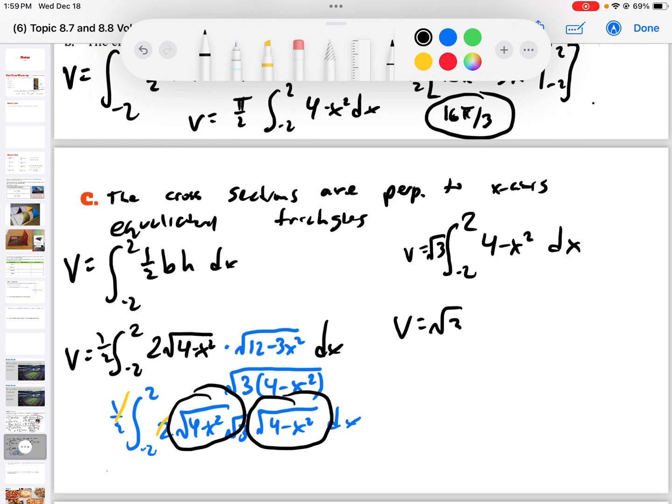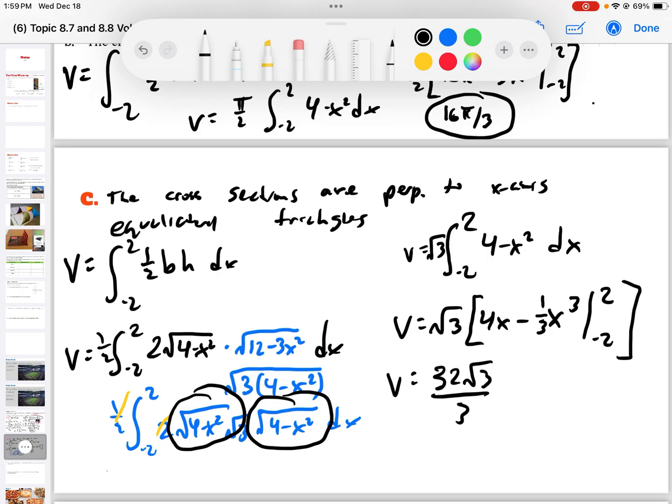Find the antiderivative, which would be 4x minus x cubed over 3, evaluated from negative 2 to 2. And if I went through and simplified this all the way down, I don't think there's anything too tricky about that. This is what I got before. So you can practice simplifying and getting to that point.